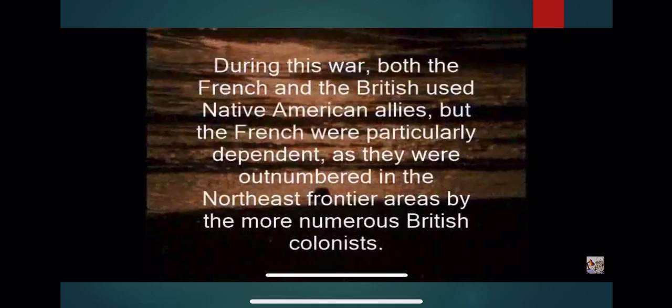During this war, both the French and the British used Native American allies, but the French were particularly dependent, as they were outnumbered in the northeast frontier areas by the more numerous British colonists. So this talks about the war and how the war happened. It is not really very important, but I want you to know so that you can understand what the novel talks about correctly.